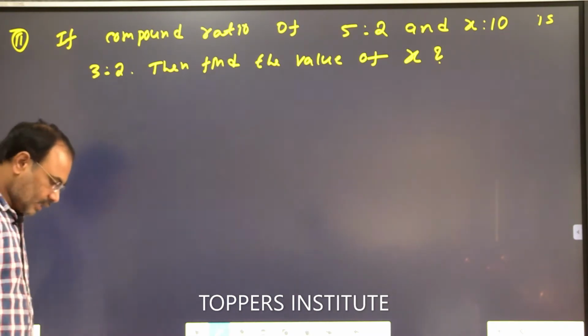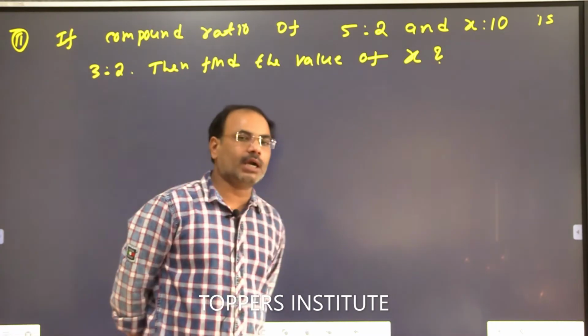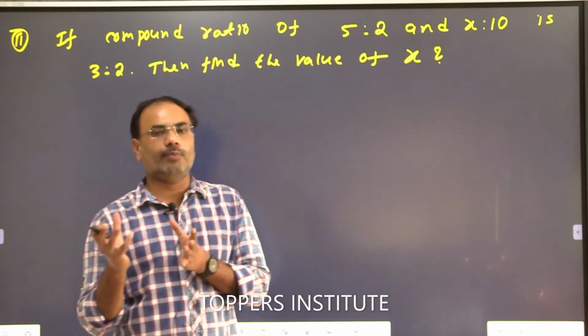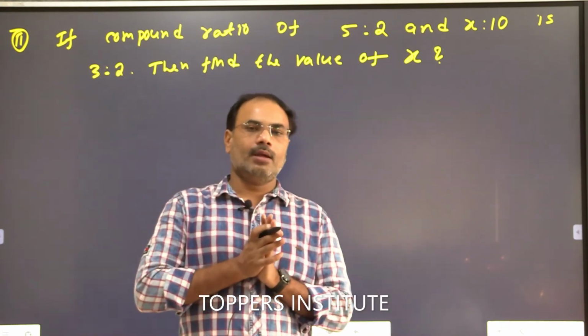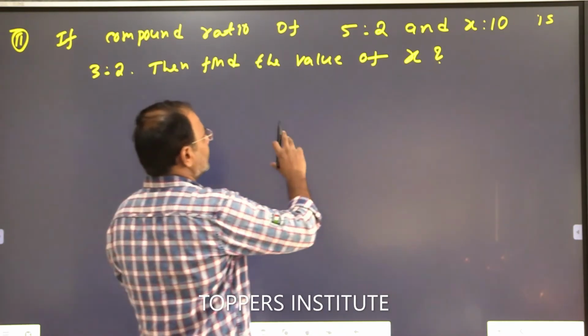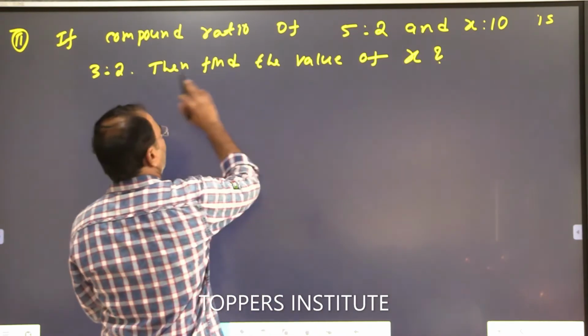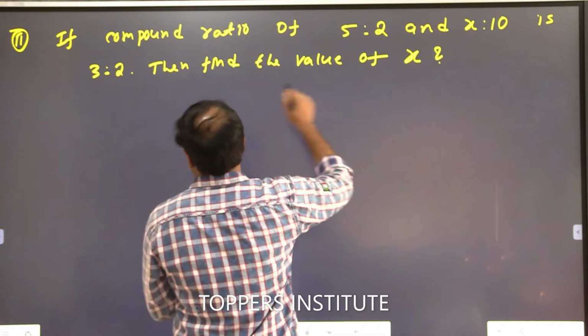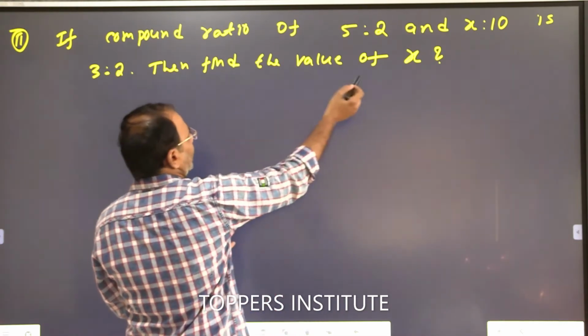So in the last two problems we found the compound ratio of given ratios, but in this question the compound ratio of given ratios is given, that is 3:2. The compound ratio of 5:2 and x:10 is given as 3:2. Then find the value of x.